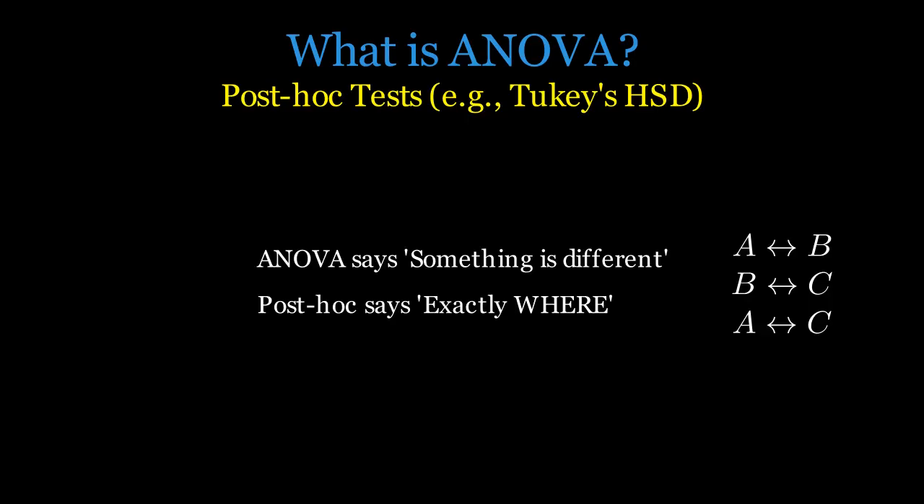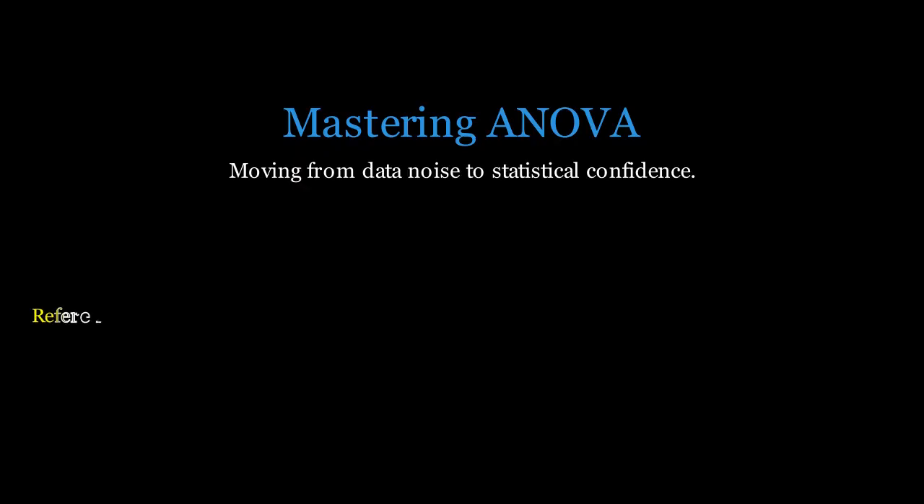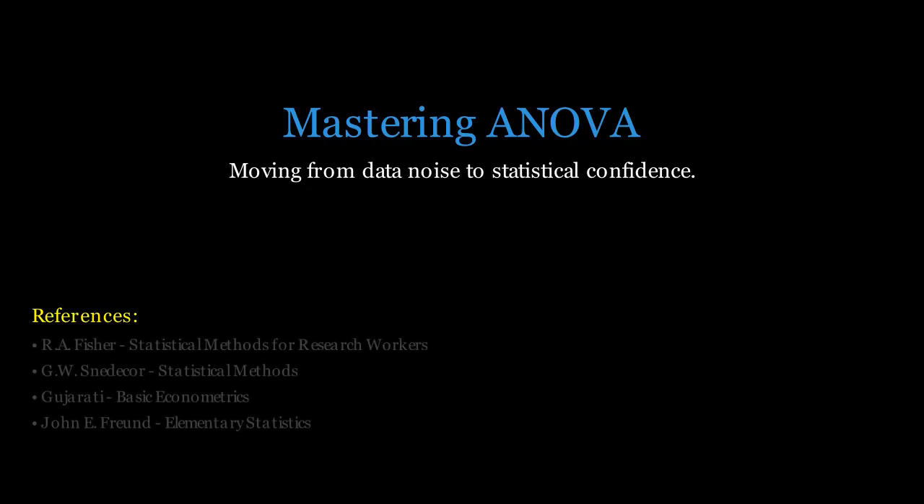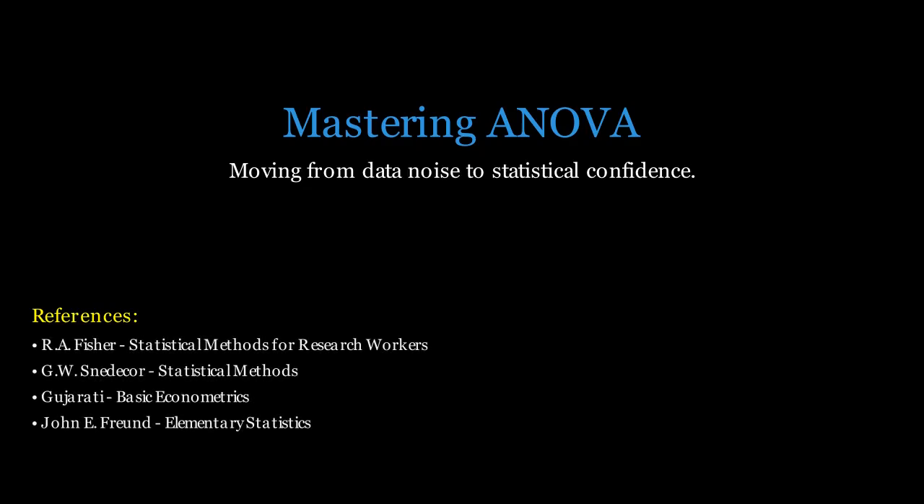Section 6. Post-hoc Tests. ANOVA is what we call an omnibus test. It tells us that a difference exists, but it doesn't tell us where it is. If our ANOVA gives us a significant p-value, we then perform a post-hoc test, like Tukey's HSD. This allows us to compare pairs of groups specifically to identify which one is the winner without inflating our error rate.